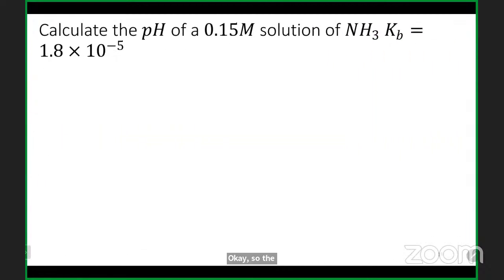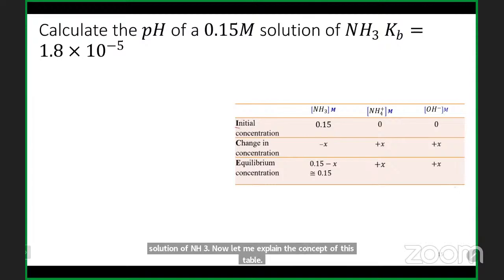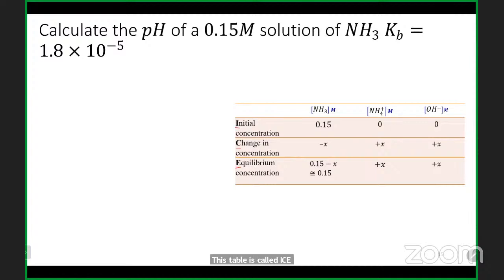Let's work an example. I hope that this example will let us understand the concept of X again. We are to calculate the pH of a 0.15 molar solution of NH3. Now, let me explain the concept of this table. This table is called an ICE table. It helps you to tabulate your different concentrations. It's just a way of keeping track. You don't have to use it, but it's a very good way of keeping track of the things we are dealing with. So how is it constructed?